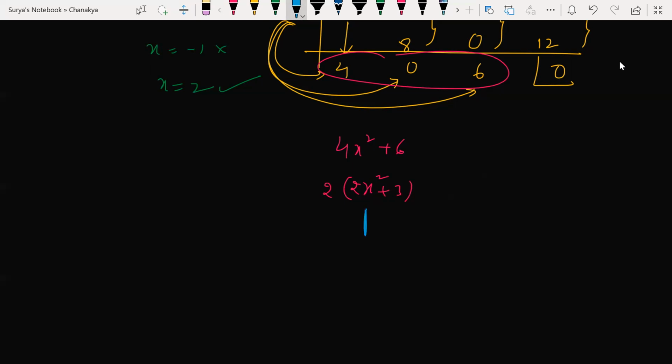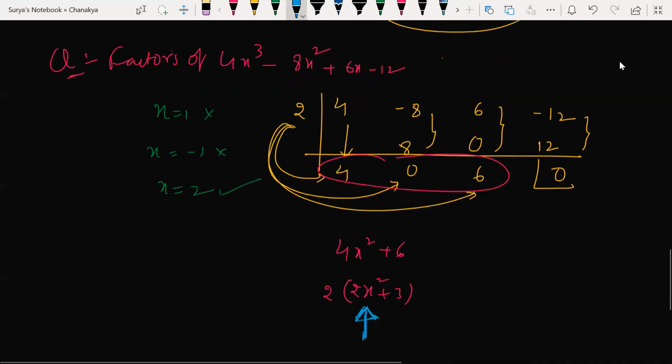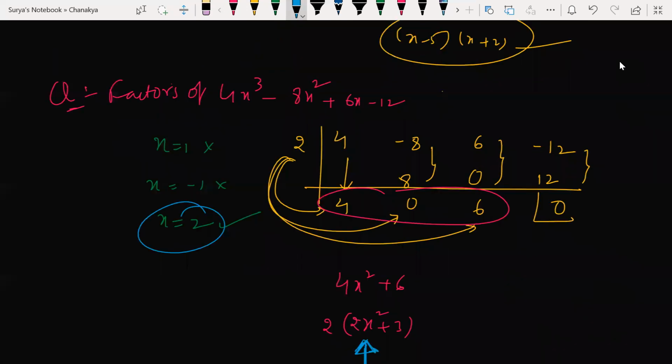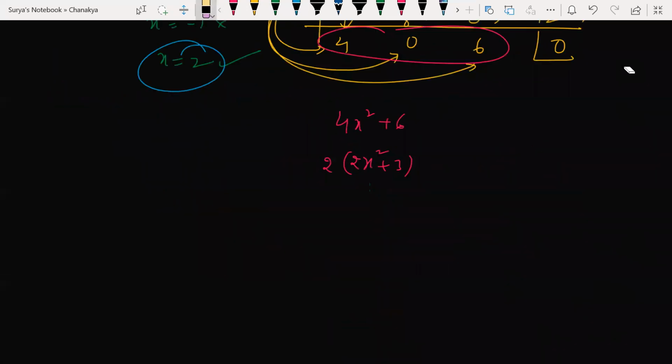No, here this has 2 factors. The cubic polynomial has 3 factors: 2x square plus 3 is one factor, and x minus 2 is one factor. Now 2x square plus 3 will be having 2 more factors. This is a quadratic, right?